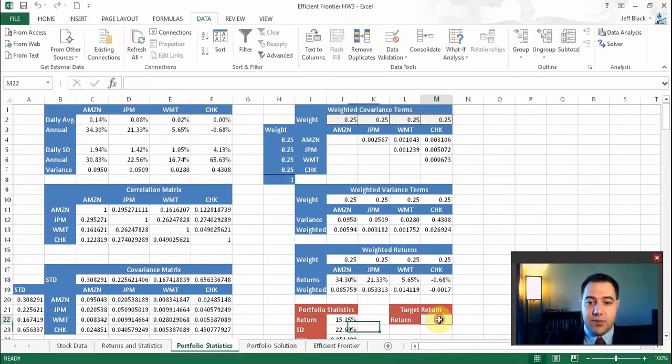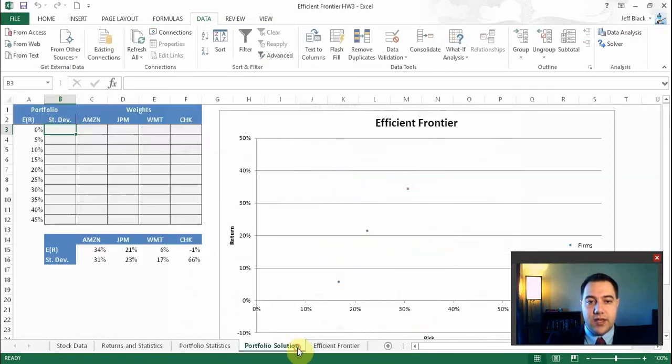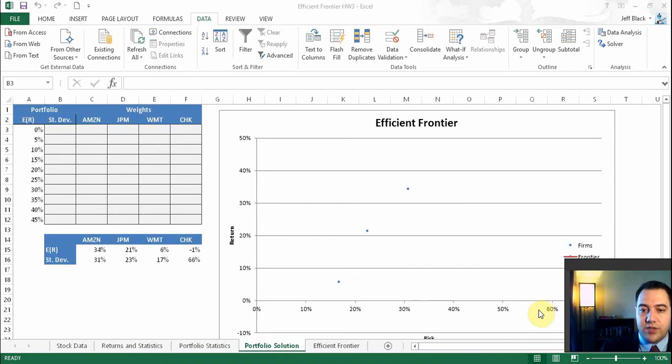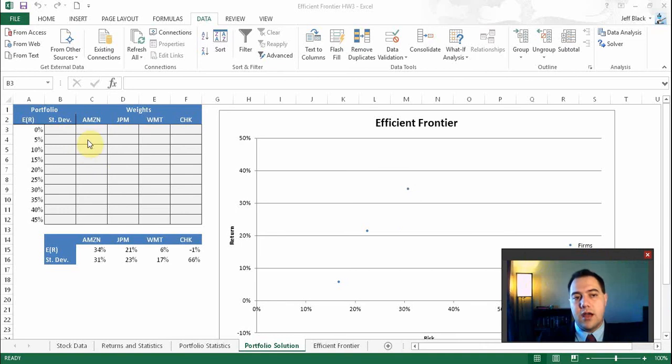So let's go ahead and put in our first target return. Now, one thing to keep in mind, if you have disallowed short selling, then you're going to need to look at your efficient frontier, and you're going to need to only input target returns between the highest and the lowest returns. Otherwise, your Solver's not going to return anything meaningful. Because if you don't short sell, then you can't earn more than your top expected return, and you can't earn less than your bottom expected return. So we're going to allow short selling, so that's not going to be a problem.